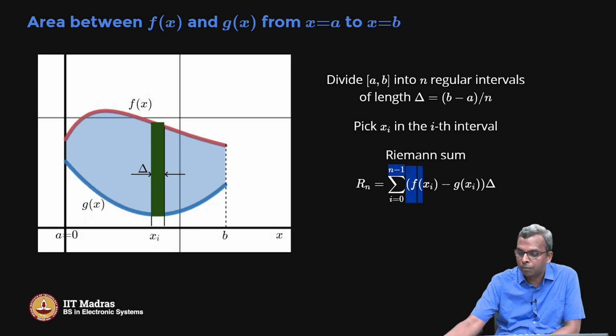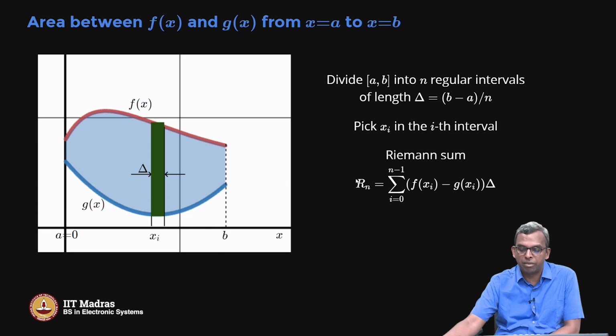So, that is this area, this f of xi minus g of xi times delta. That area is this small rectangle here, and then I will add it up over all i, right. I have n intervals, i equals 0 to n minus 1. I will add up these rectangular areas over all i. This is my Riemann sum.